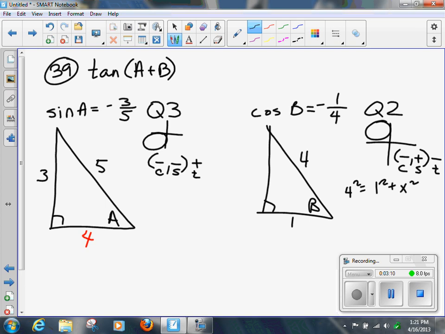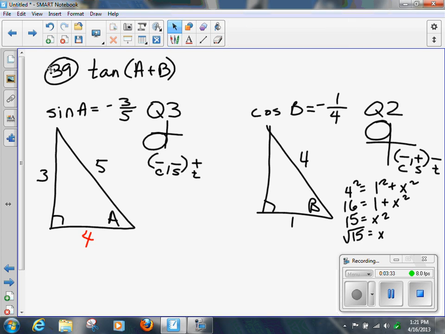You guys know I may do my ABC thing backwards from you. That's okay. It's still the same thing. But I get 16 and 1. Subtract 1 from both sides, I get 15. Take the square root of both sides, and I get the square root of 15, which is simplified. Right on? So that means my third side is root 15.